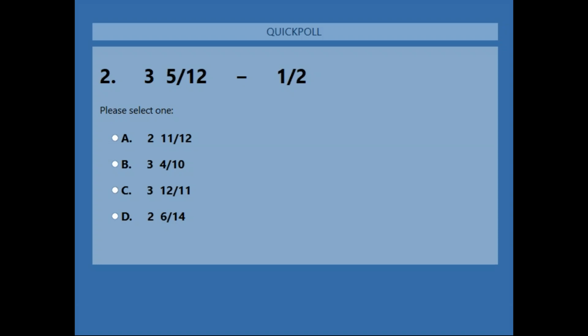Waiting for everyone to finish the problem. Take your time. A few more seconds and we can do the problem together. I still have answers coming in, so I'm going to allow 10 more seconds for everyone to have a chance to participate.